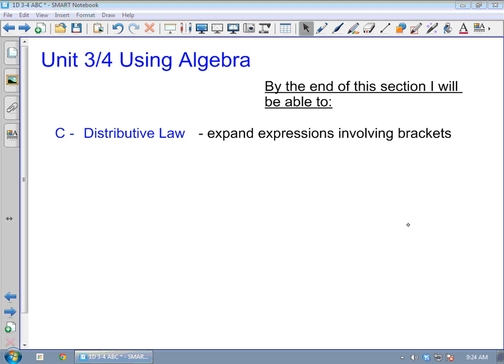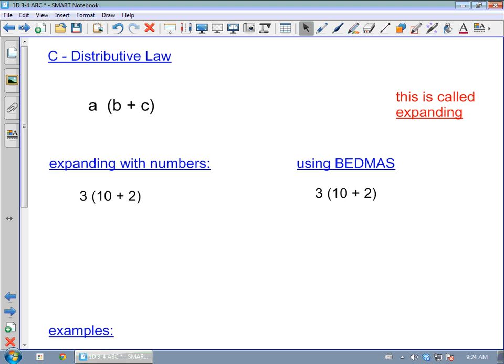Okay, this lesson covers some material from Unit 3.4 Box C. Specifically, we're looking at the distributive law. What we want to be able to do at the end of this lesson is expand expressions involving brackets using this distributive law. So what is this distributive law?